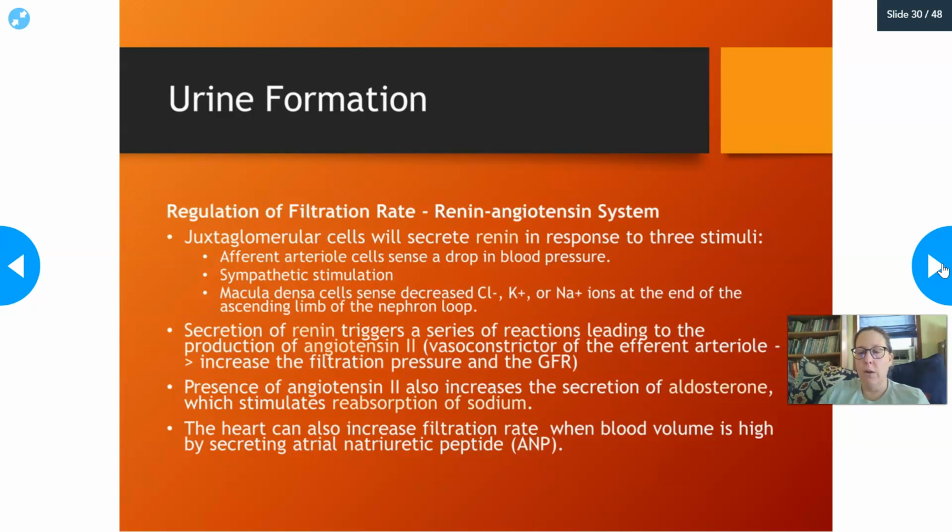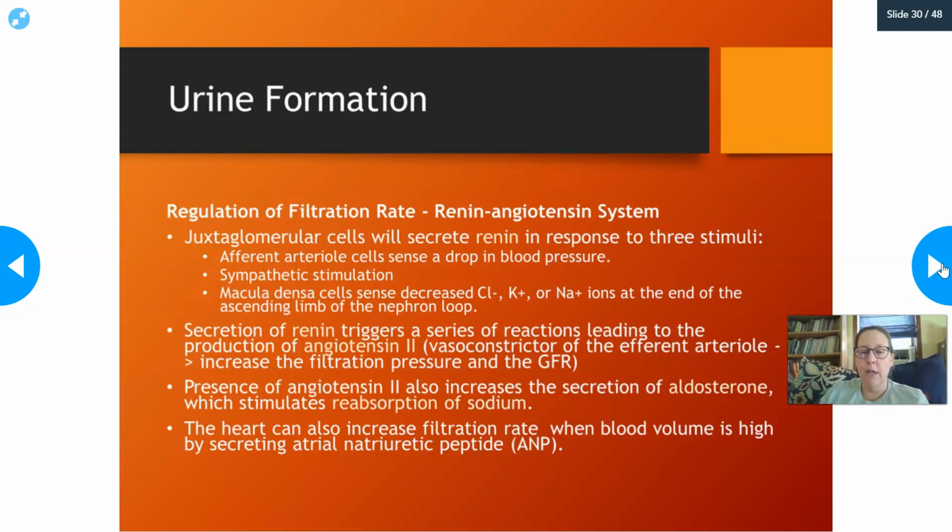renin. Or they do it because of sympathetic stimulation. So again, act, react, stress, that system. Or the macula densa cells from the distal convoluted tubule sense either a decreased chloride, decreased potassium, or decreased sodium ion content at the end of the ascending limb of the nephron loop. So there's not enough sodium that's ended up in the urine. Any of those 3 stimuli will cause a release of renin.